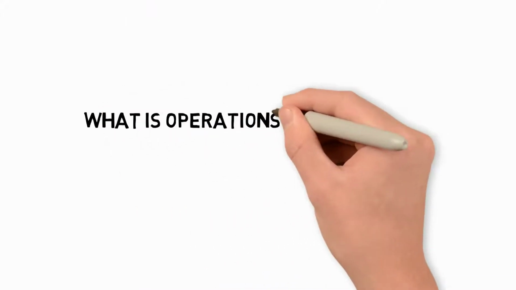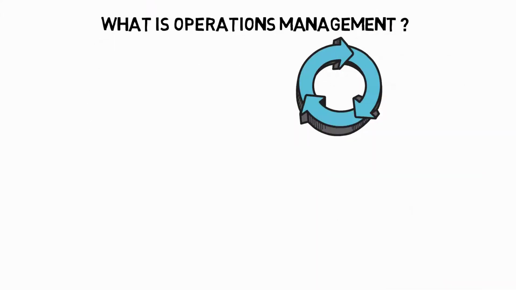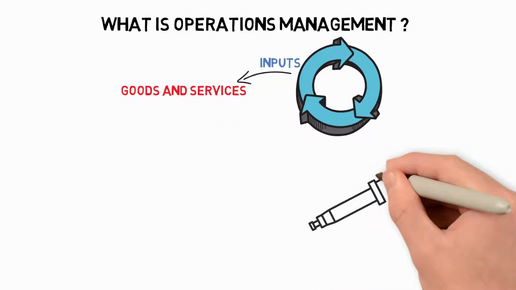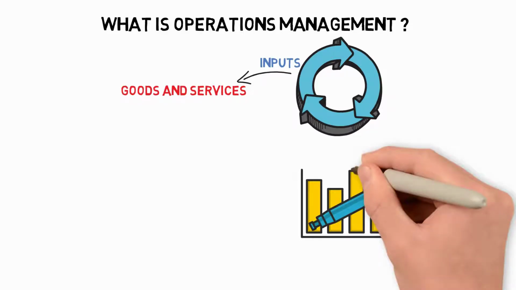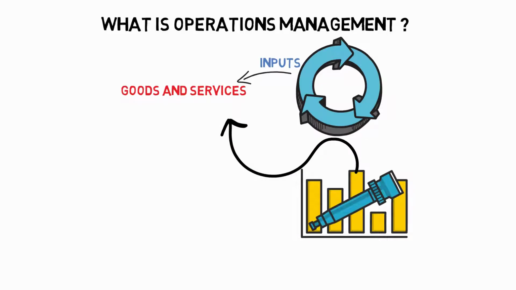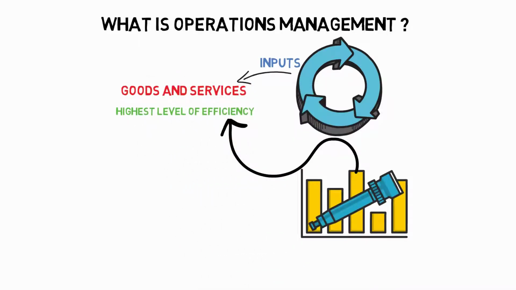What is operations management? In simple words, operations management is the management of processes that work to transform inputs into goods and services. These inputs add value for the end customer. But in business terms, it is the administration of business practices to create the highest level of efficiency possible within an organization. Typically, we can see that as the core processes of an organization.